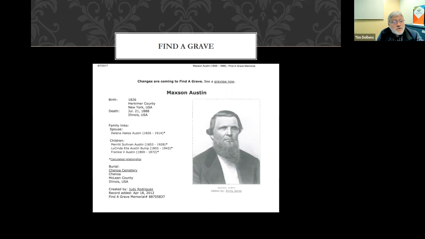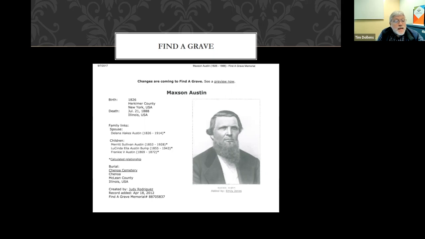And now she has a source that he was born in Herkimer County, New York. I didn't have the information. I knew he was living in 1840 and 1850, but I did not know that he was from Herkimer County. So now I have a place to go look for more records to see what Herkimer County might have. I knew he died in Chenoa, Illinois in 1888, because I've seen his stone, and you'll see a picture of his stone later.